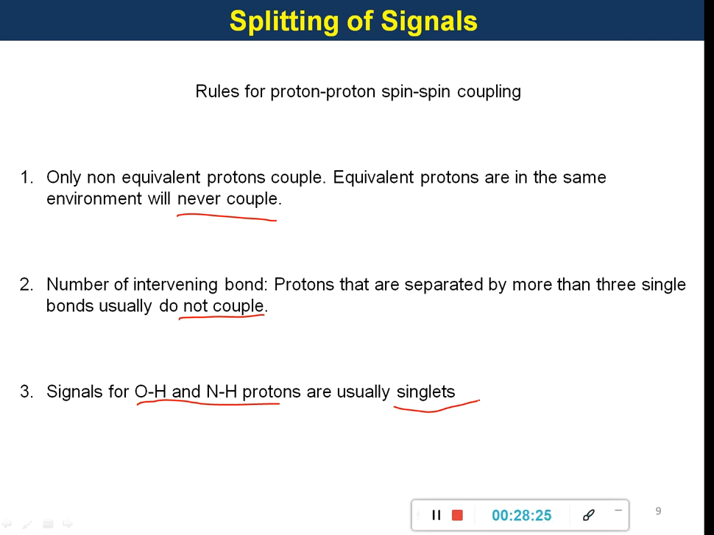Keeping all these points in mind, we can easily derive the structure of an unknown compound, provided we have the proton NMR spectrum of that particular compound. Earlier I have also given one more video on how to solve the structure of an unknown molecule by using the spectral data. Kindly refer to that as well.